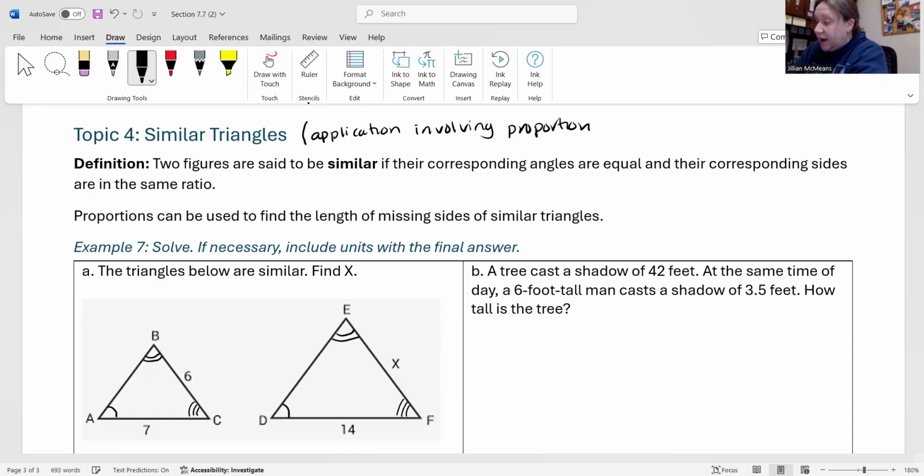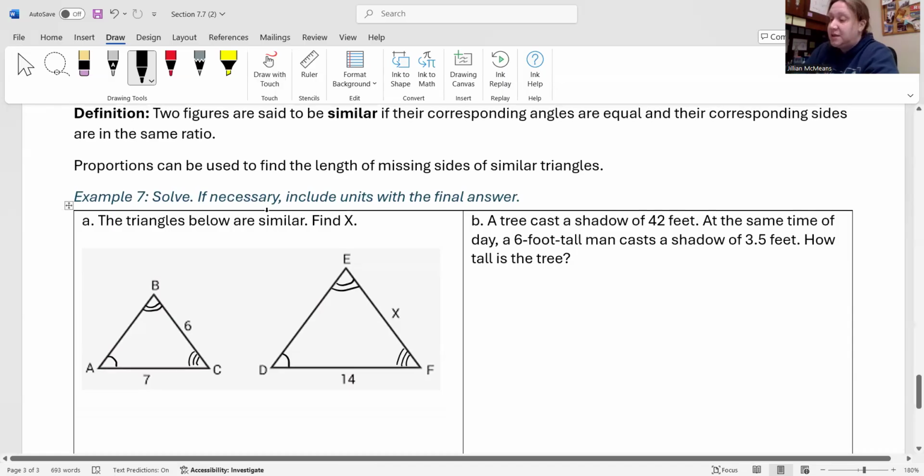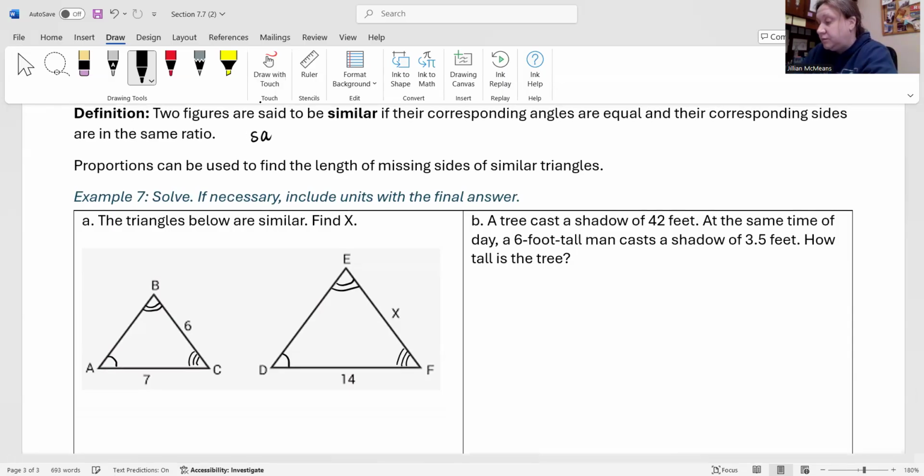And as far as definitions go, we do have one here. Two figures, so think polygons, squares, rectangles, triangles, pentagons, and so forth, okay? Two figures are said to be similar if their corresponding angles are equal and their corresponding sides are in the same ratio. Now, I will be completely forward with you. We're only going to look at triangles in this worksheet. So we're looking at two triangles that are basically the same shape, but different sizes.